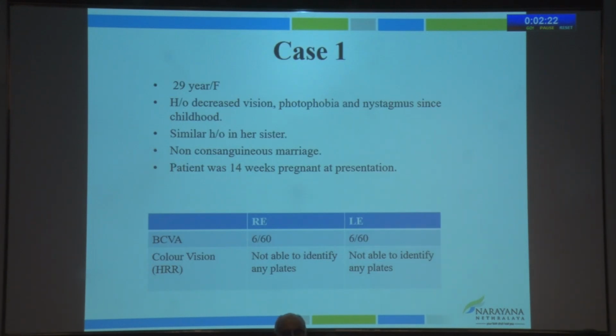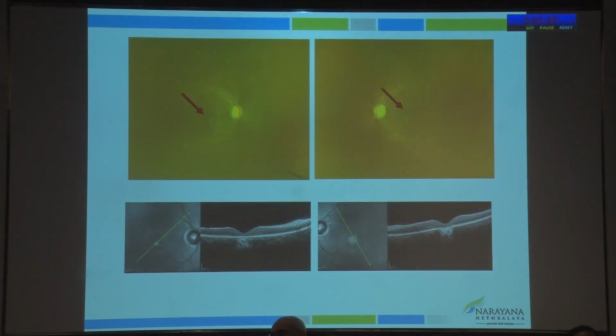I just wanted to emphasize the importance of genetic tests and highlight one case which came to us: a 29-year-old female with a history of decreased vision, photophobia, and nystagmus since childhood. She had a similar history in her sister. She was married out of a non-consanguineous marriage, and she was 14 weeks pregnant when she presented to us. On examination, her best corrected visual acuity was 6/16 in both eyes, and she was not able to identify any plates on the color vision chart.